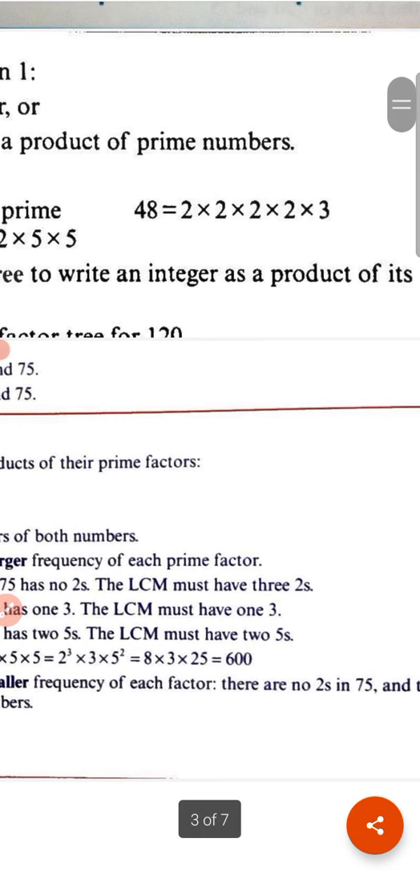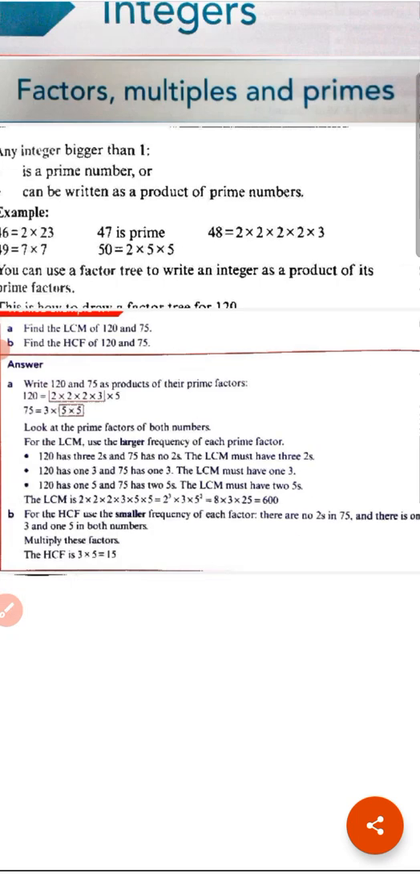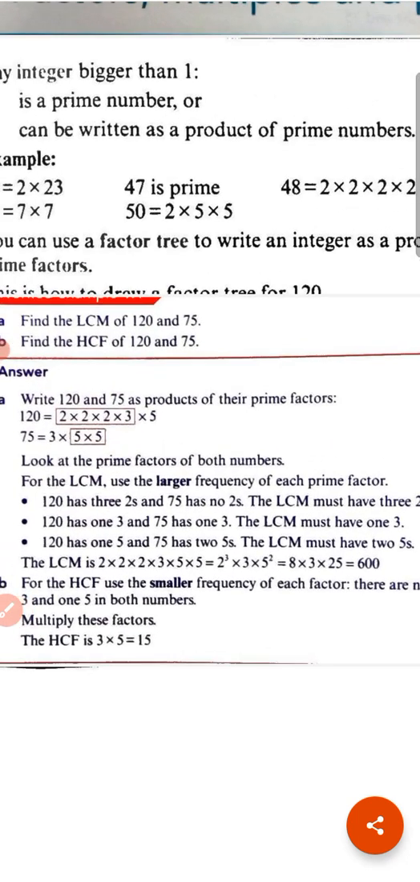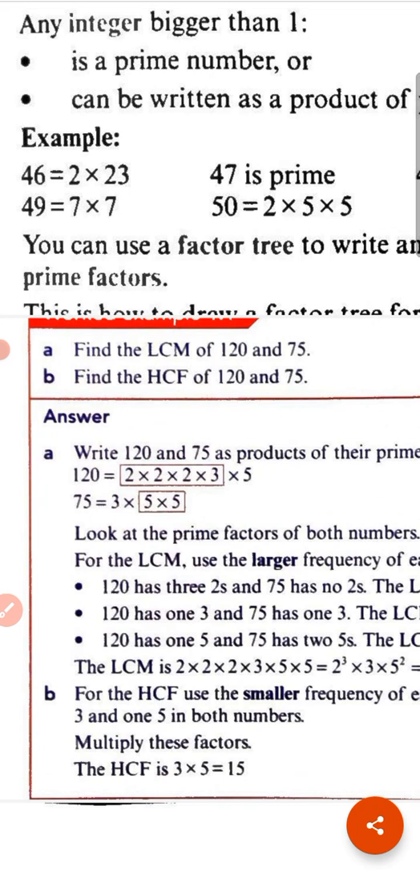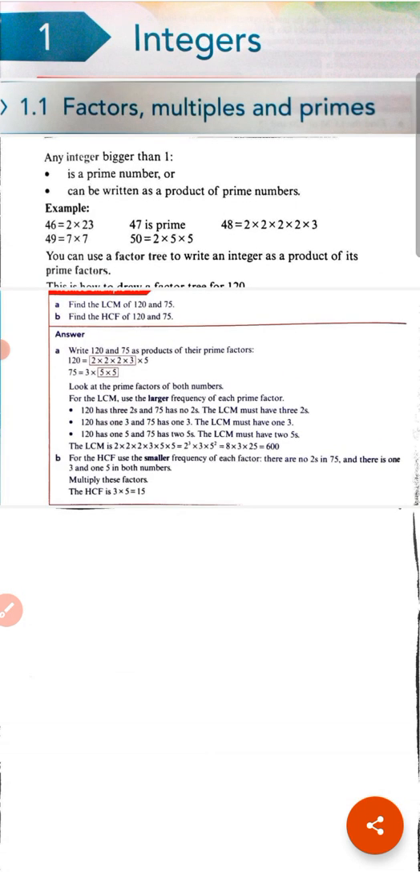48 can be written as 2 into 2 into 2 into 2 into 3, where all numbers are prime numbers. 49 can be written as 7 into 7, where the factors are prime numbers. And 50 can be written as 2 into 5 into 5. This is known as prime factorization.